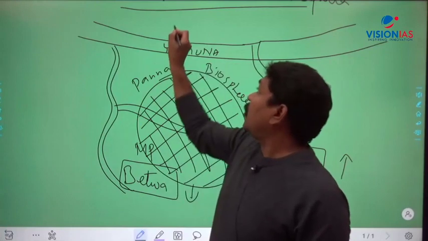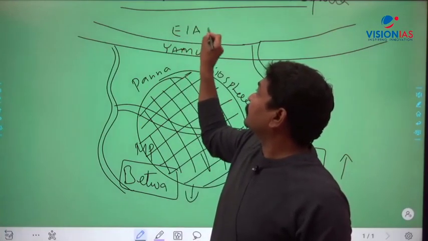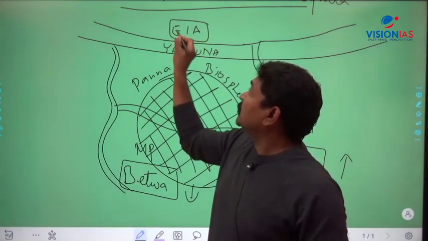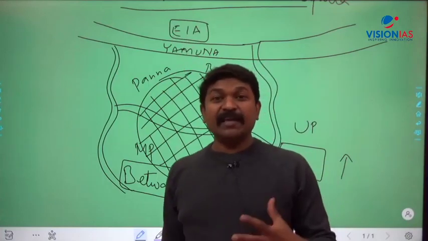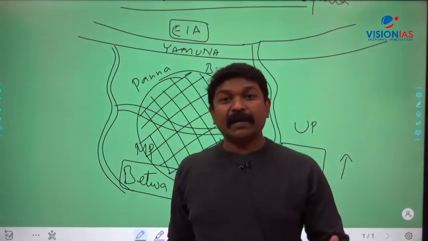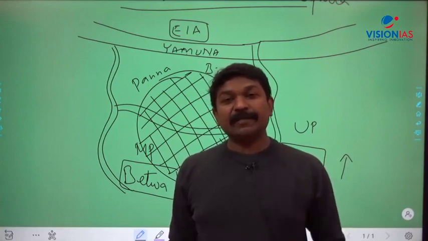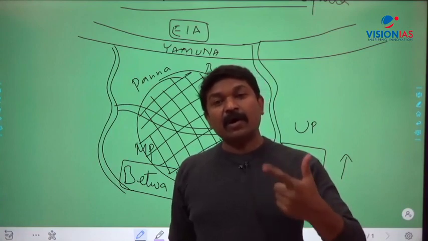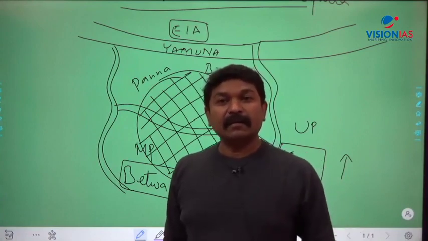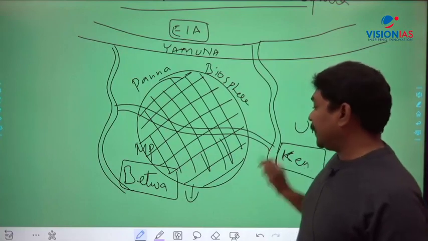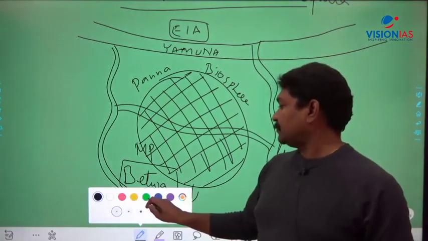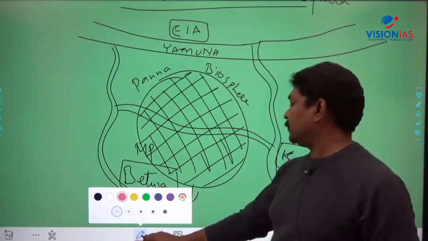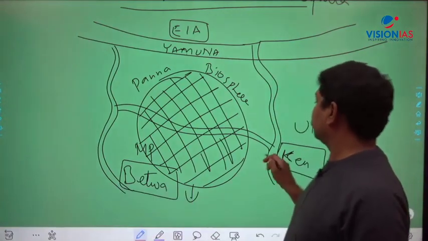Therefore, ecologists came into the picture. What is the concept? EIA, Environmental Impact Assessment. The ecologists didn't give permission. Then they were forced to redraw the design. What should the design be? The design should be something like this.